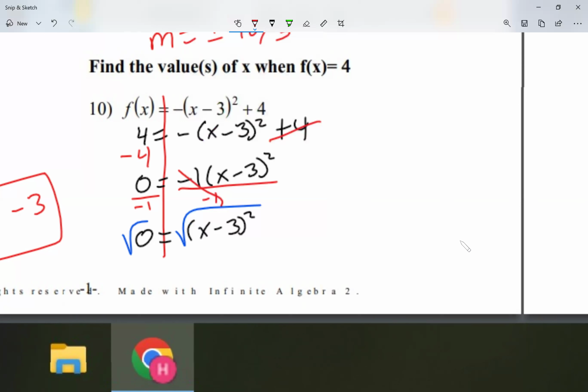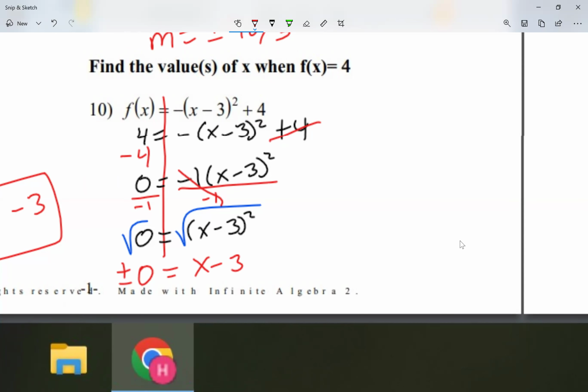The square root of 0, for right now, let me call it plus or minus 0. Some of you might be like, there's no such thing as a minus 0. Okay, yeah, there's no such thing. You guys are going to see in a minute why I'm still calling it plus or minus 0. So plus or minus 0 equals x minus 3.